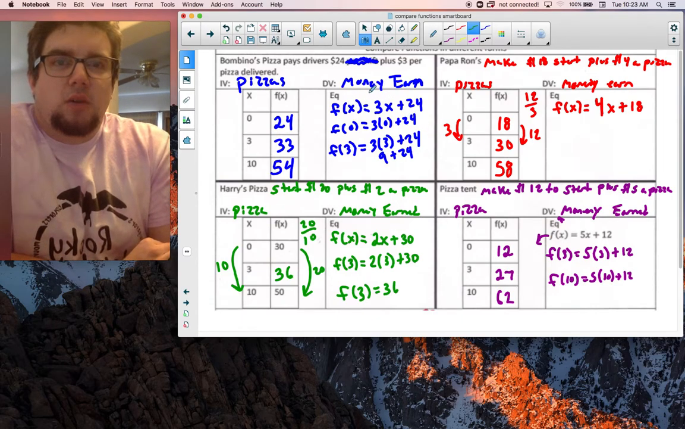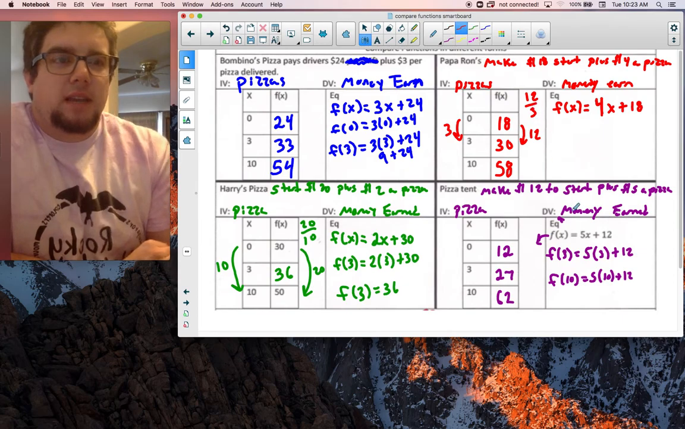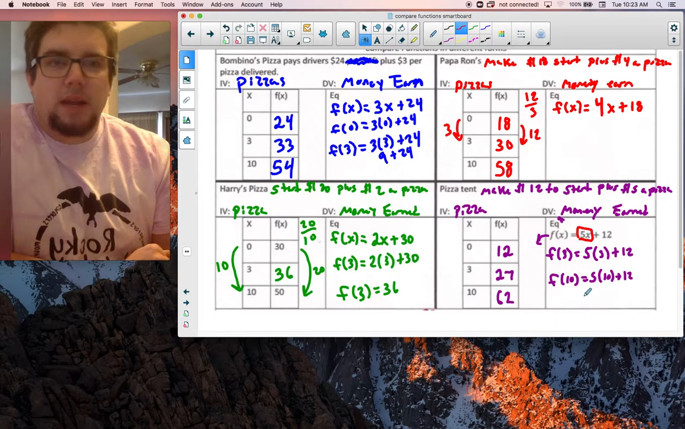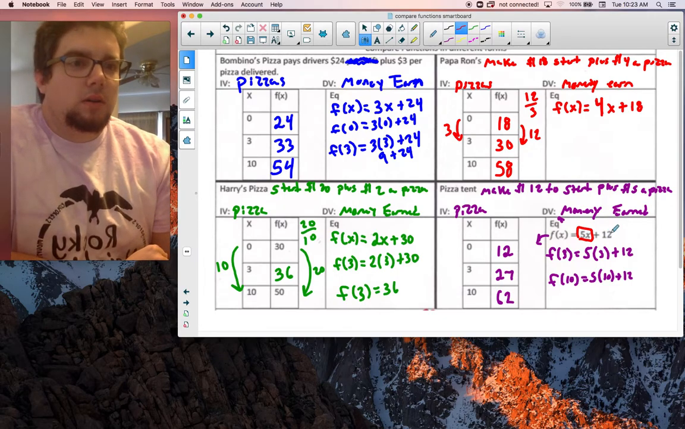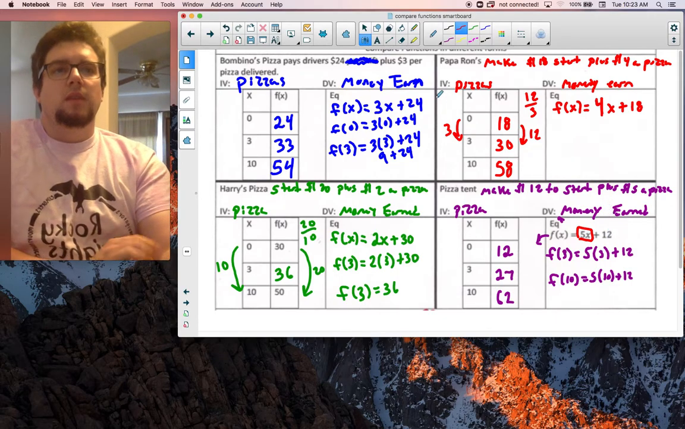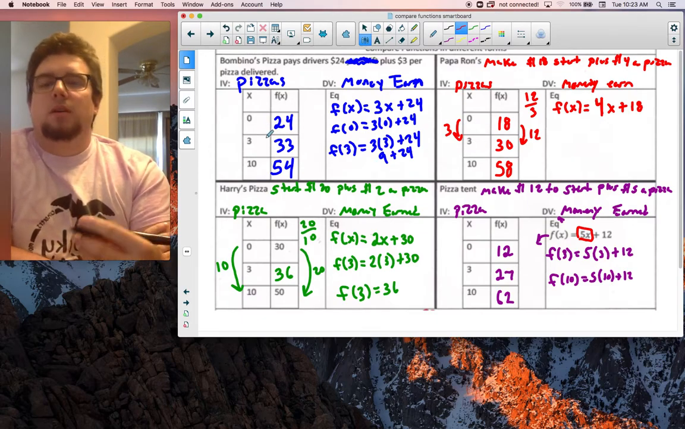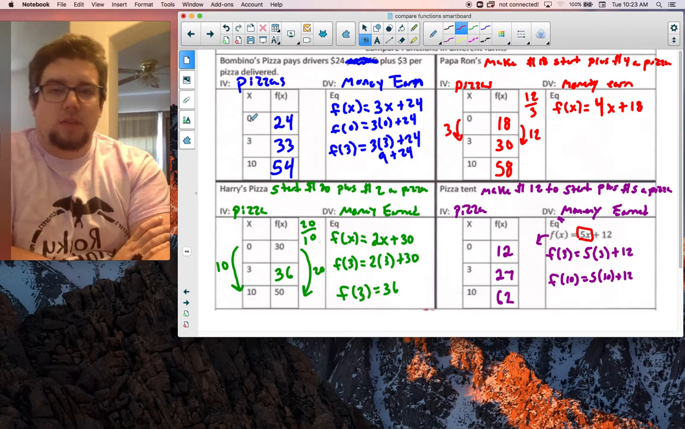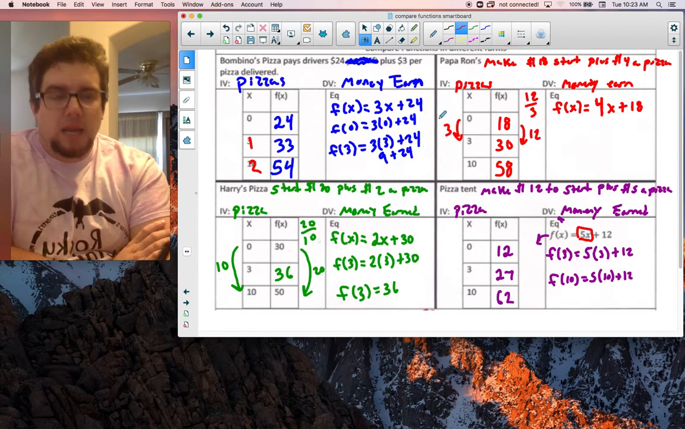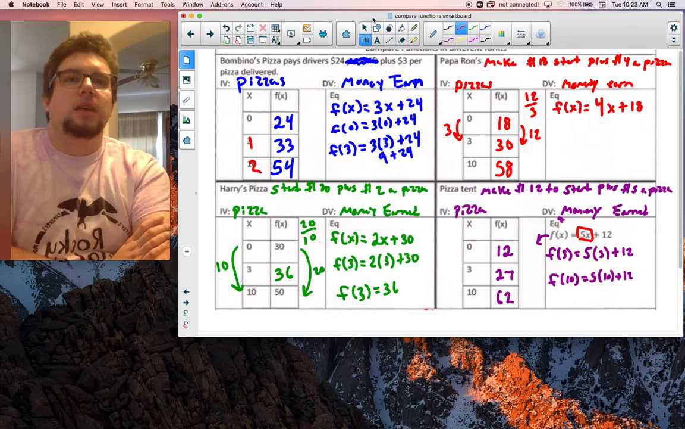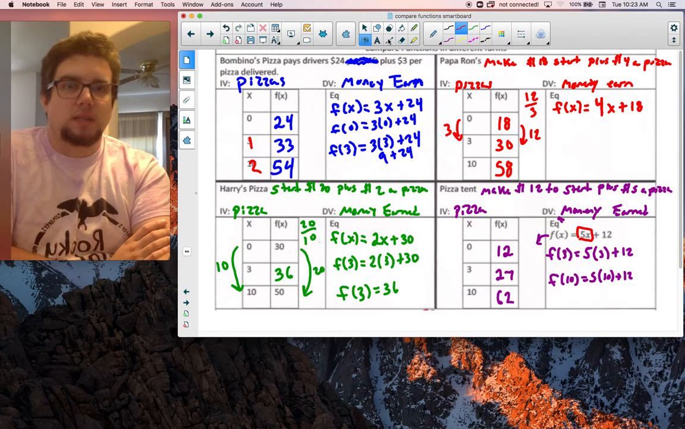So if we look at the equation, we can see that Pizza Tent has the steeper slope than anybody else, but the lower y-intercept. When we compare a table, we want to make sure we're comparing the same point. So I don't want to have a table where this one's 0, 1, and 2, and everything else is 0, 3, and 10, because this doesn't tell me anything. I need it to be all the same points.